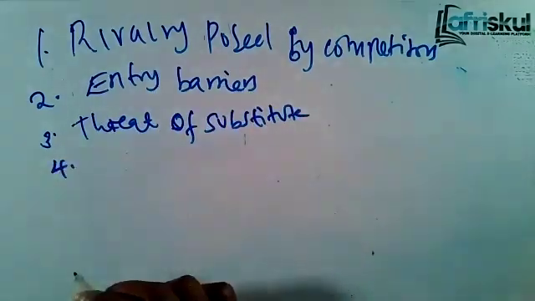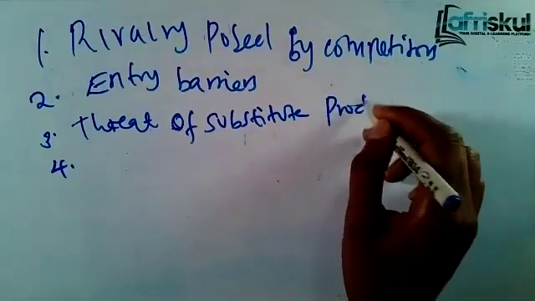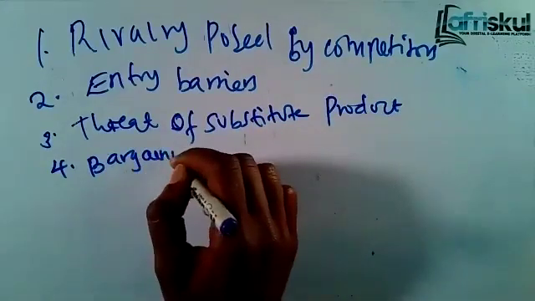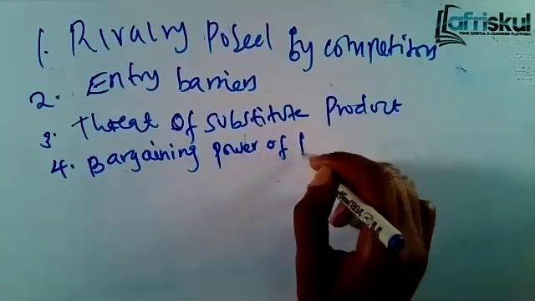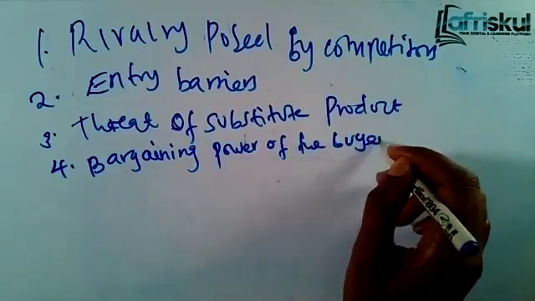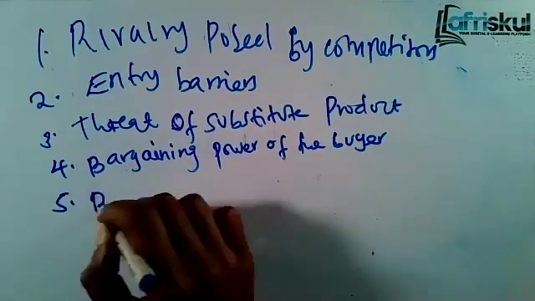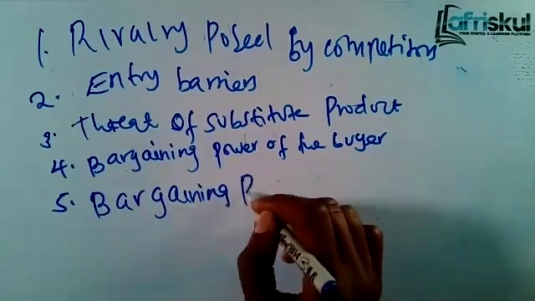Number 4, we're also going to look at the bargaining power of the buyer. We are going to see the factors that limit the bargaining power of the buyer. And number 5, we are going to discuss the bargaining power of the supplier.